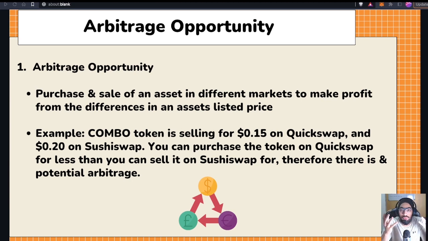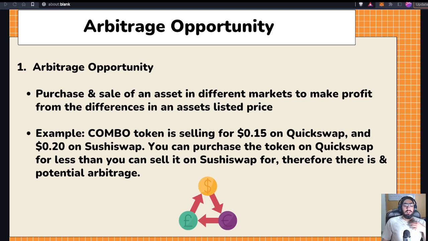So now you got this, right? If there is a minimal difference between the price, then you can make profit by buying here, moving it here, and then selling here, right? This is what, in simple terms, arbitrage opportunity is.